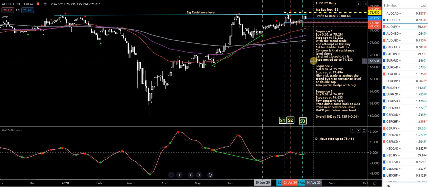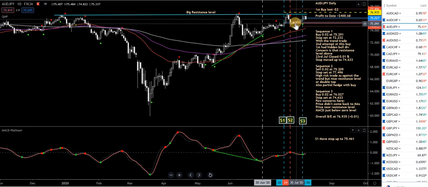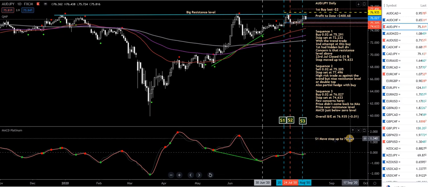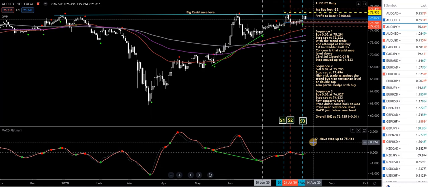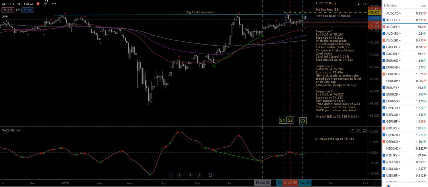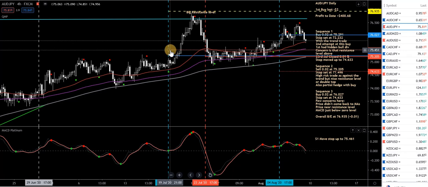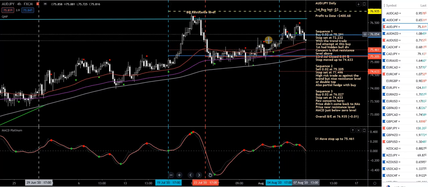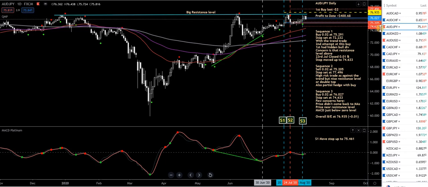So that's sequence 1. I've already closed out half, moved my stop up, and now I've made notes here for Monday. Sequence 1 moves stop up to 75,461. So I've already moved it up, I think. Yeah, so on Monday I'm moving that stop up just to tighten it up. All I do is drop down to the 4-hour charts, and there's a stop here, the same one. So I'm just dropping it in here, just below this area, and there's my entry there. So that $2 lost on the first one is being made up on the second one.